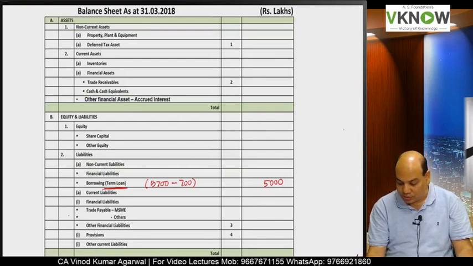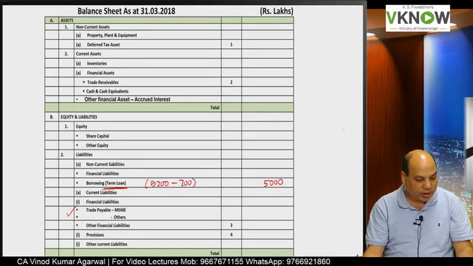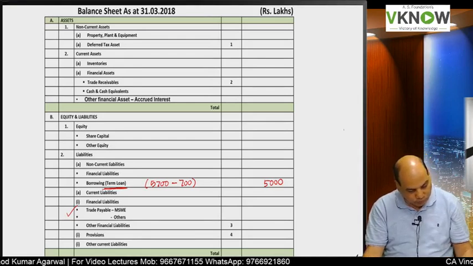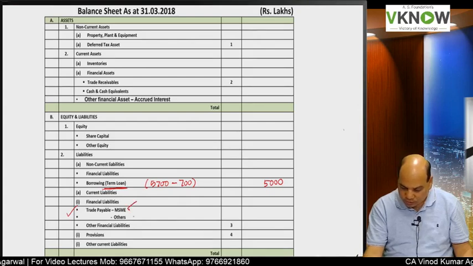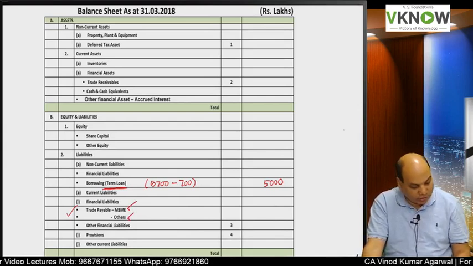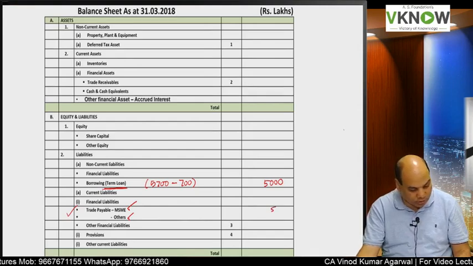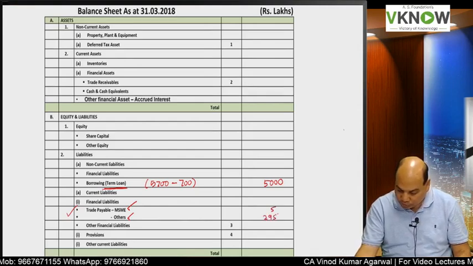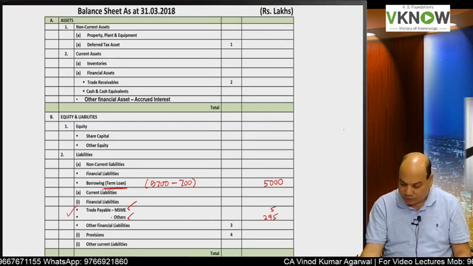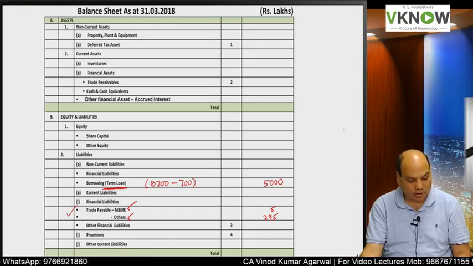So come to balance sheet on the screen. Balance sheet, liability side, trade payable. I think in your answer that breakup is not there. Write the breakup. I am sorry, but you have to do it. MSME, others. MSME is how much? 5. And this others is how much? 295. Just disclosure. Amount due to MSME will be shown separately.